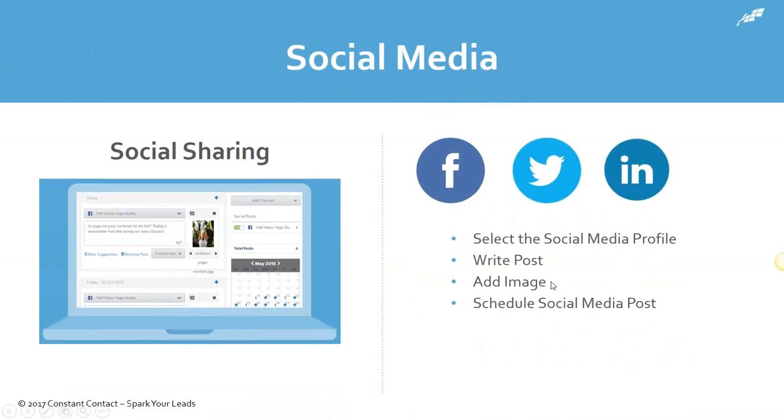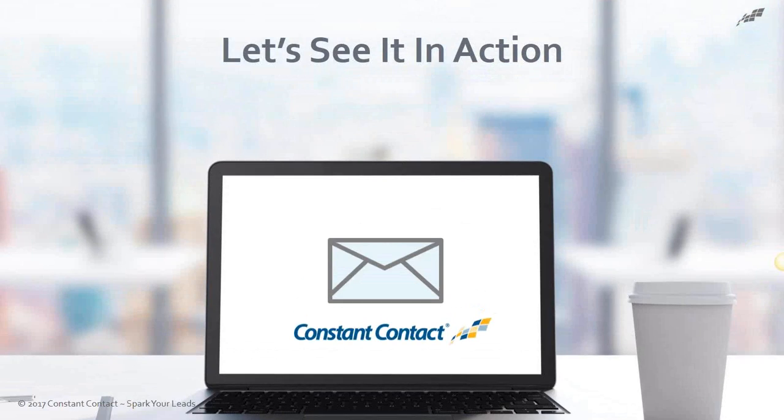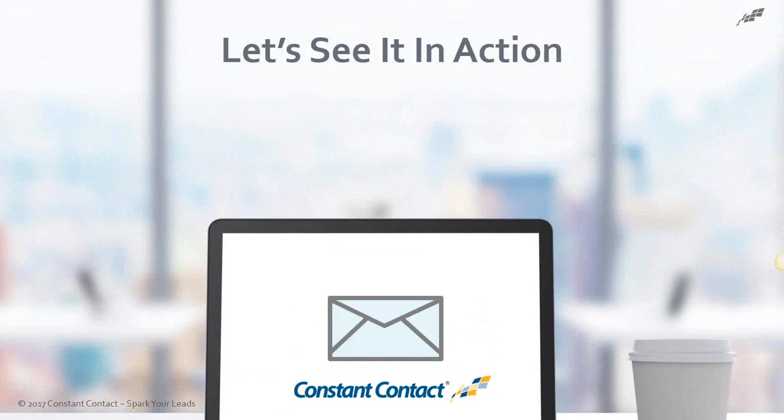Also, once you've scheduled your campaigns, you can also include some posts out on social media. So there's Facebook, Twitter, or LinkedIn that you can schedule social media posts, and it'll link your campaign that you've created to post out onto social media. So you'd simply select which social media profile you want to use, write the post, add an image, and then schedule it out, whether the date and the time that you want that post to be scheduled. So the best way to do it is to see it in action.